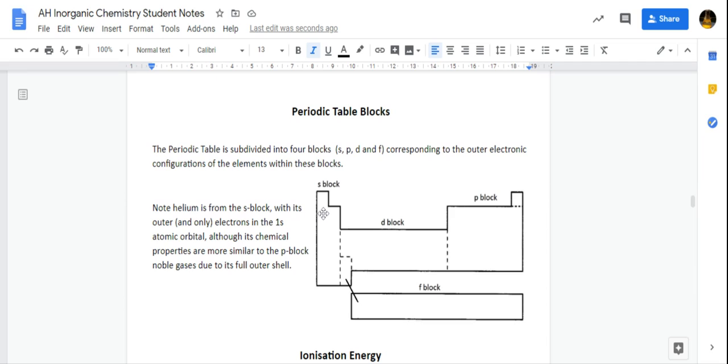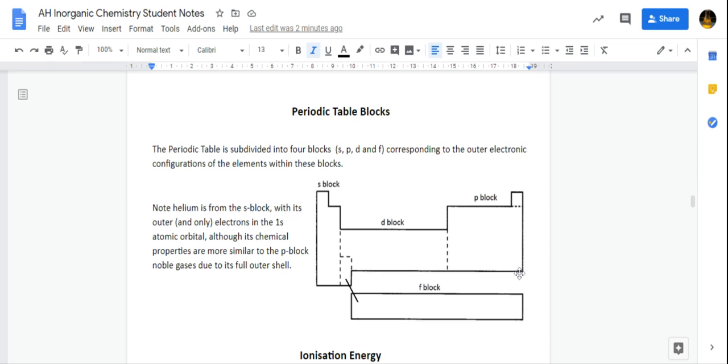So for example, hydrogen has 1 electron in the 1s orbital. Lithium has 1 electron in the 2s orbital. Beryllium has 2 electrons in the 2s orbital. The exception is helium over here. It's kind of over beside the p block, but it's actually a member of the s block because you put that electron into the 1s orbital.